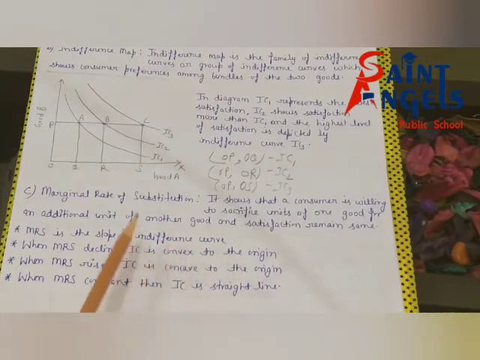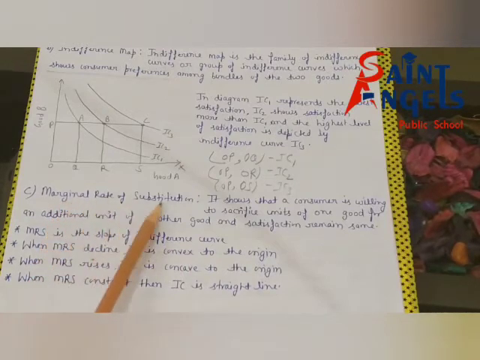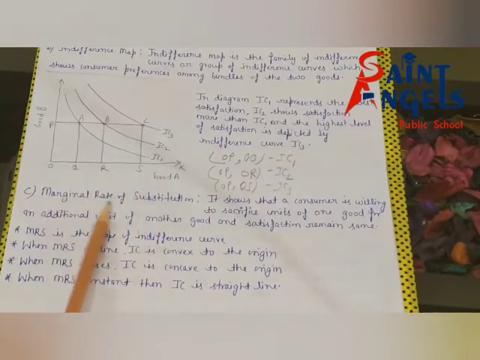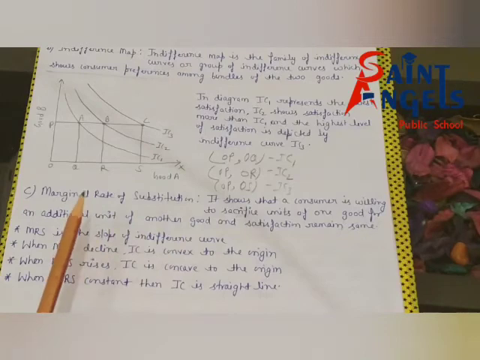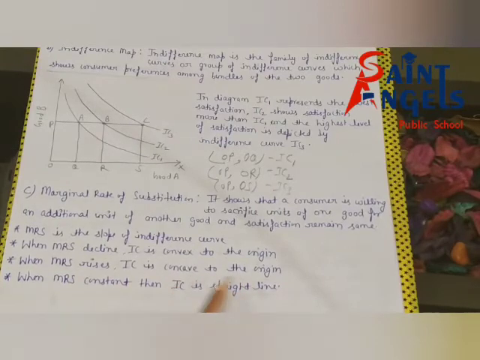I hope all of you have understood. In short, MRS is the marginal rate of substitution. The formula of MRS is the change in sacrificed units of one good divided by the change in units of the gain good. MRS is the slope of the indifference curve. When MRS declines, IC is convex to the origin. MRS rises, IC is concave to the origin. And MRS constant, then IC is a straight line. I hope all of you have understood this concept.